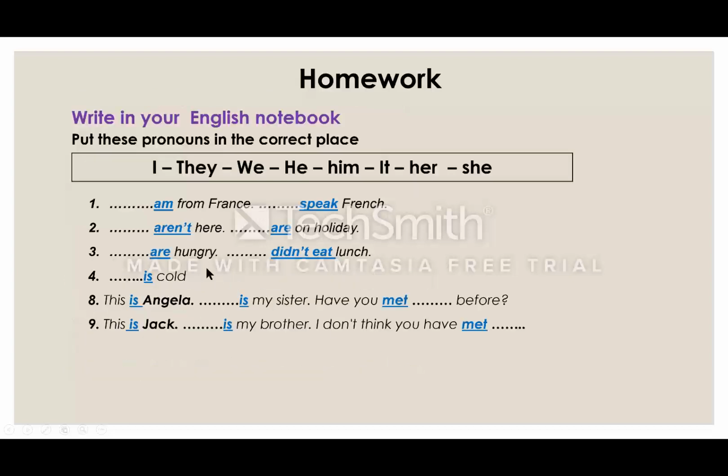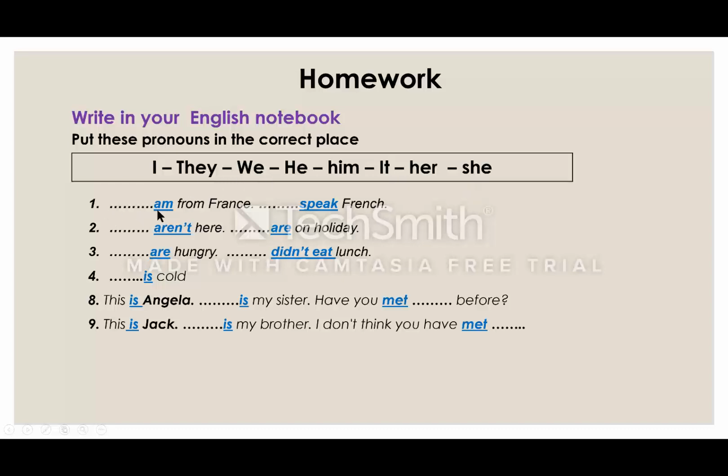Now, you have homework, so please write down in your English notebook. Put these pronouns in the correct place: I, they, we, he, him, it, her, she.